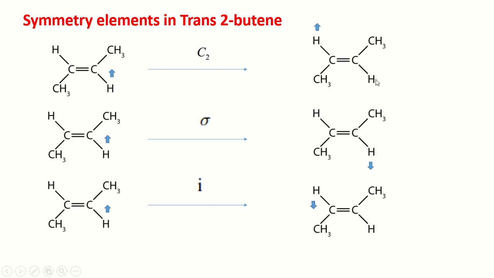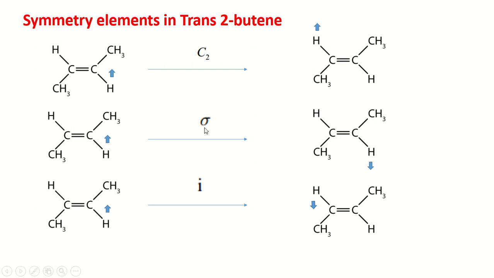So we can see that this hydrogen will join over there, and the arrow position should not be changed, because this is the C2 axis of rotation. The product after applying the C2 axis of rotation would be like this one. So we should keep in mind this product after applying C2.